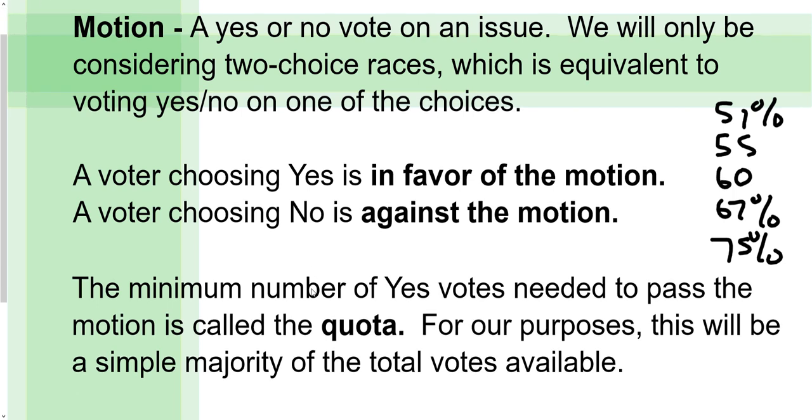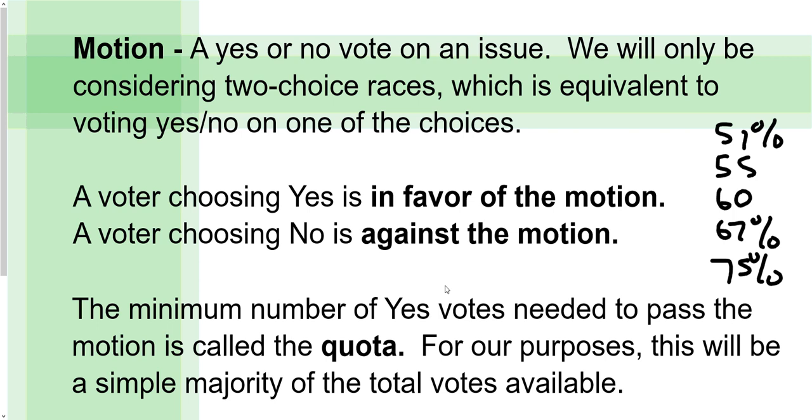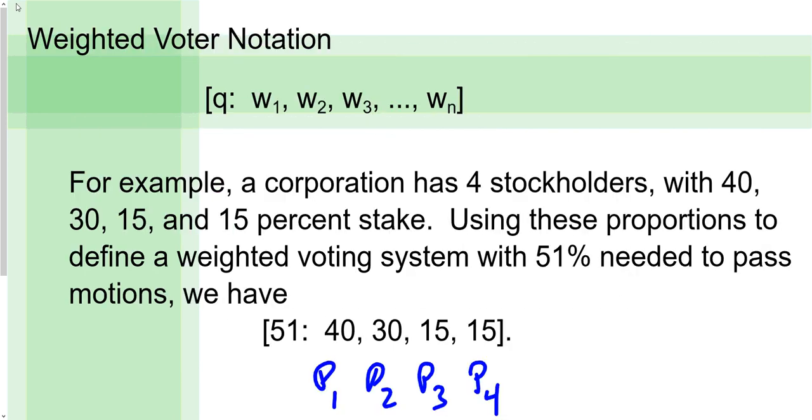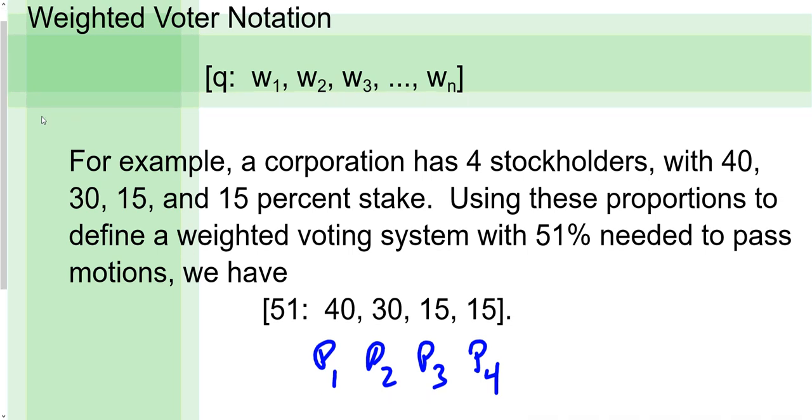So there we go. And they set that number high on purpose, right? And so sometimes votes have to be set that high. Okay, so let's take a look at the way that the notation is going to look. You're going to see a lot of problems that look like this, and they're going to be in brackets. This is called weighted voter notation.